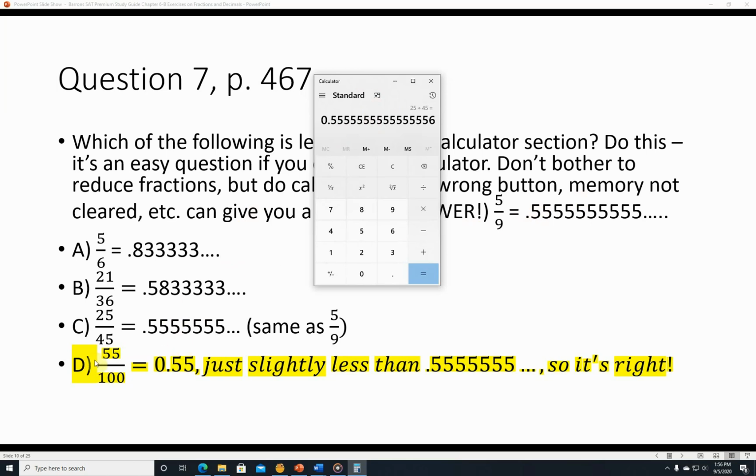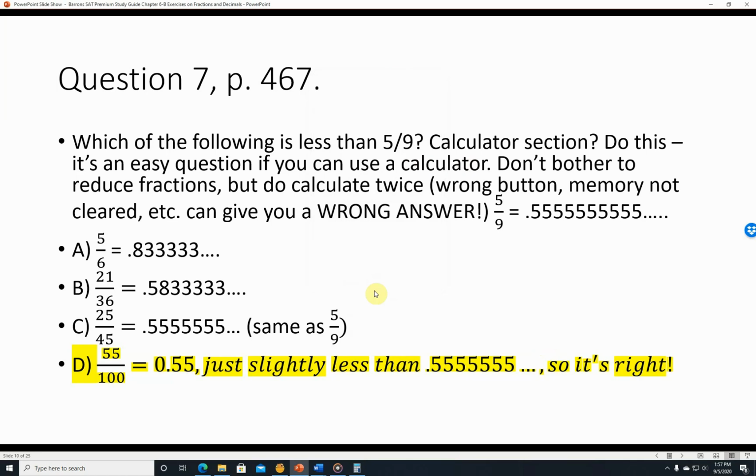All right, so D, 55 over 100. It's 0.55. You could do that in your head, but again, let's say you're just stressed or you're not sure. You just do it on your calculator, 0.55, and that's just slightly less than 0.5555555, repeating till the end of time, so it's right. And that's exactly the kind of question the College Board people would ask you. So let's go on to the next question.